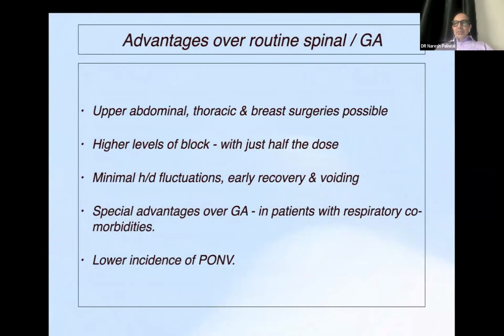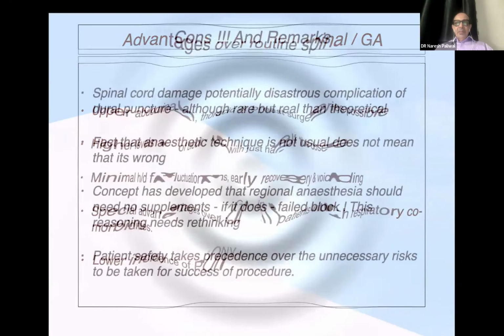Advantages over routine spinal or at times over general anesthesia: the surgeries which were thought to be out of the domain of spinal anesthesia, like upper abdominal, thoracic, and breast surgeries, are possible under segmental spinal. Higher levels of block can be achieved with just half the dose required at lumbar levels. There are minimal hemodynamic fluctuations, early recovery, and voiding. There are special advantages over general anesthesia in patients with respiratory comorbidities. And there is also less postoperative pain and postoperative nausea and vomiting.